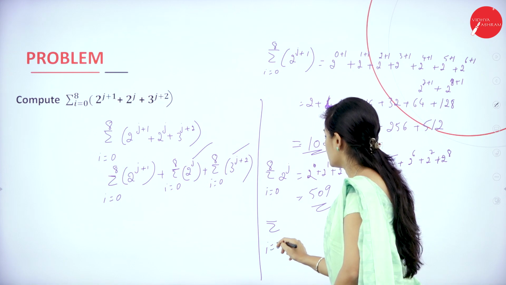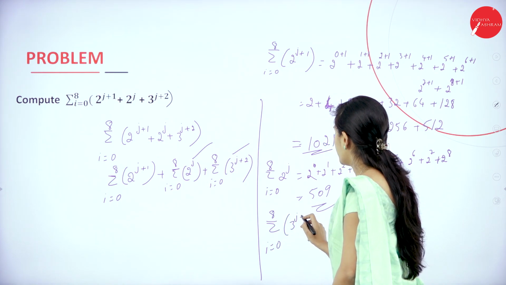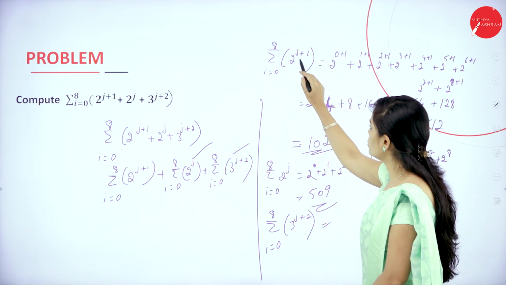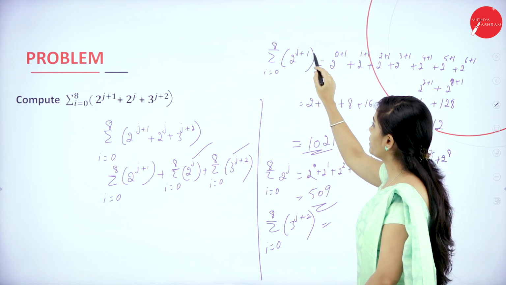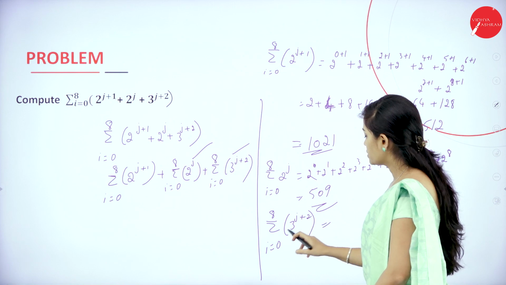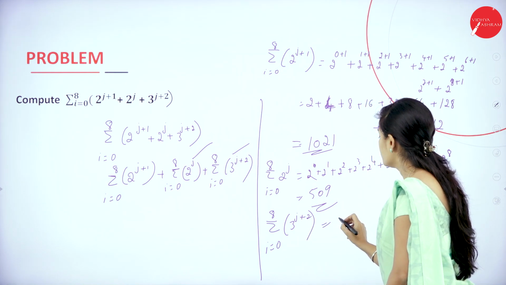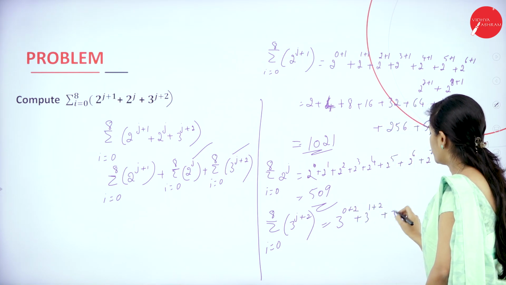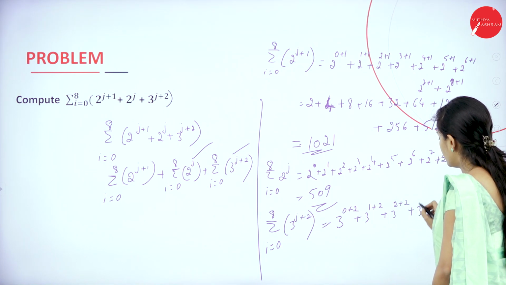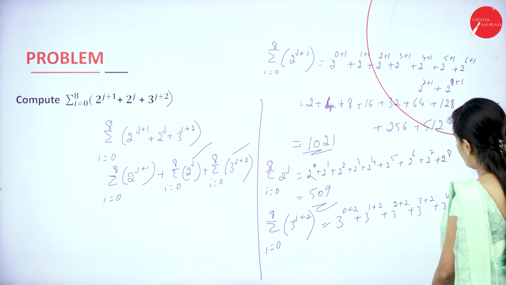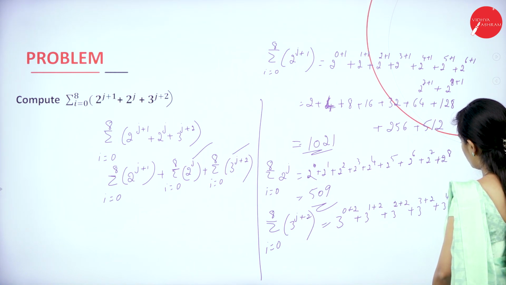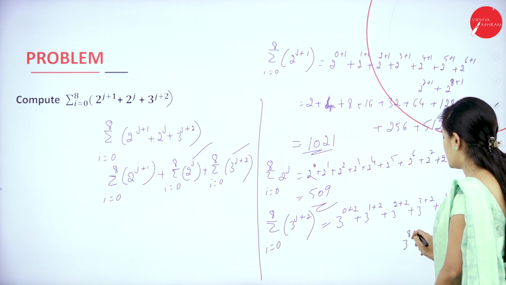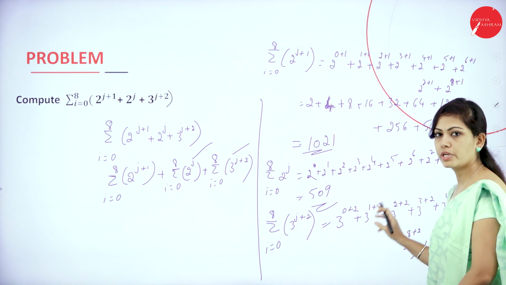And now the last term is sigma i equals 0 to 8, 3 power i plus 2. So same method to this term also. In place of 2, here I have 3 and power i plus 1, but here we have i plus 2. So now the value of i is 0 to 8. So 3 power 0 plus 2, 3 power 1 plus 2, 3 power 2 plus 2, 3 power 3 plus 2, 4 plus 2, 5 plus 2, up to 8 you have to do this. So 3 power 8 plus 2. And simplify this, you will get the final answer.